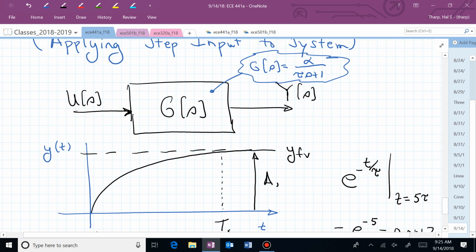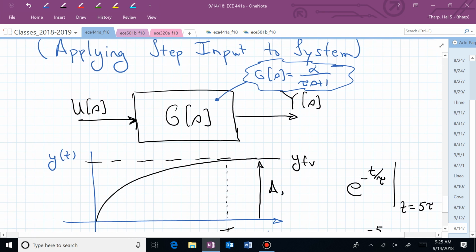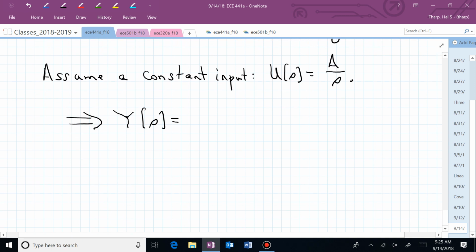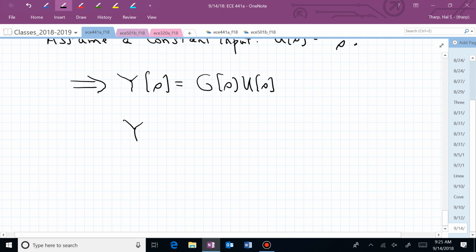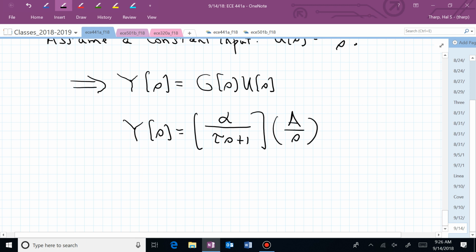Because we haven't fed any signals back, this is a straightforward open loop analysis. Y of S is simply the product of G of S and U of S. Or Y of S now, in terms of how we have generically parameterized the transfer function, is alpha over tau S plus 1. And U of S, we said, was A over S.